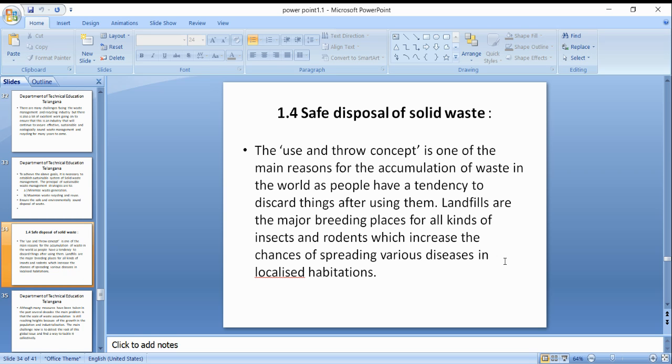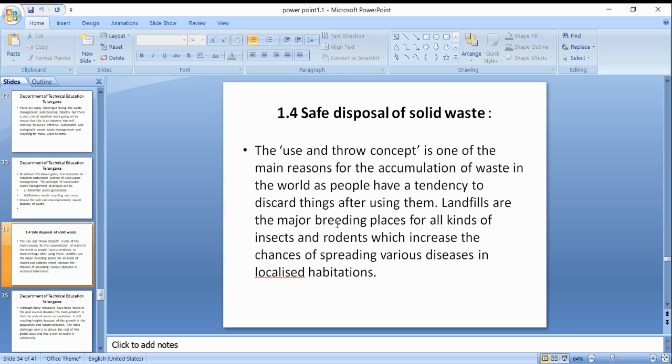The use-and-throw concept is one of the main reasons for the accumulation of waste. Generally, the things we are using, if they are not used anymore, we will think about throwing away. So use and throw is the concept behind the need for safe disposal. People have a tendency to discard things after using them.